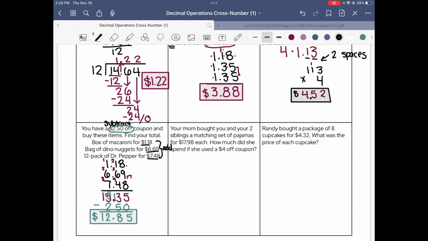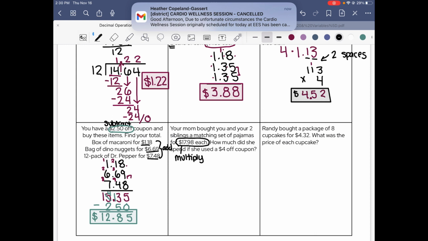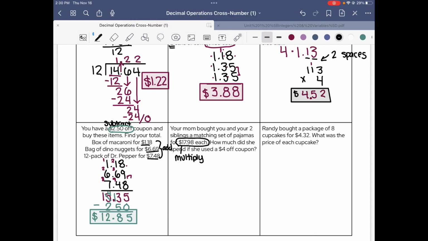Next question. Your mom bought you and your 2 siblings a matching set of pajamas for $17.98 each. How much did she spend if she used a $4 off coupon? Since she's buying multiple of the same thing that costs the same amount, we are going to be multiplying $17.98 times the number of pajama sets that your mom is buying. Then $4 off means we're going to subtract $4 at the end.